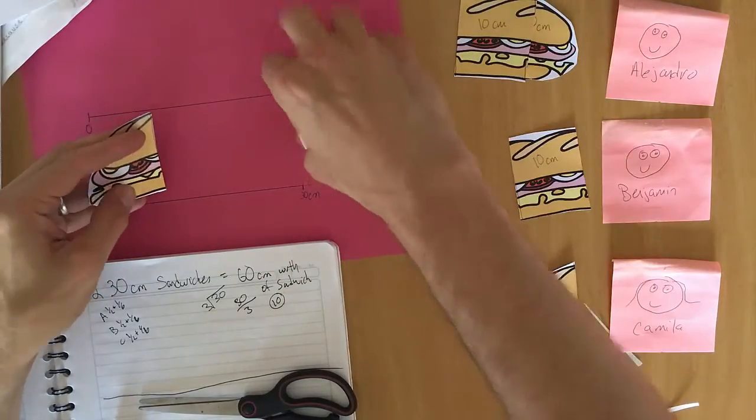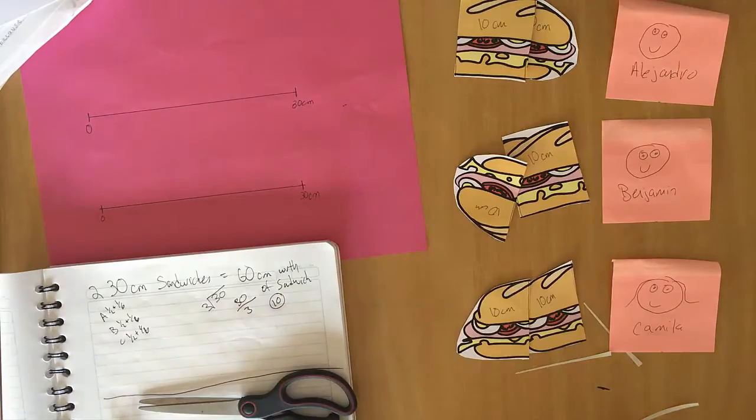And here we go. Poor Camilo got 2 ends. That's all right. Maybe they like ends.